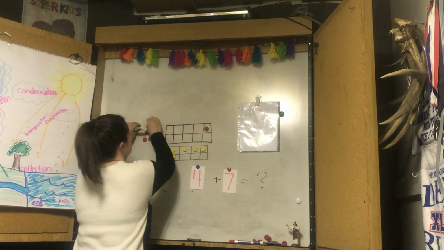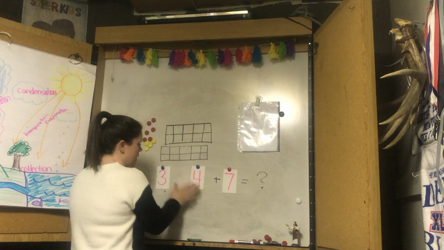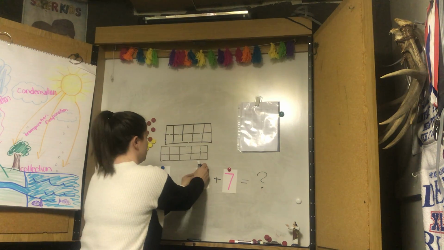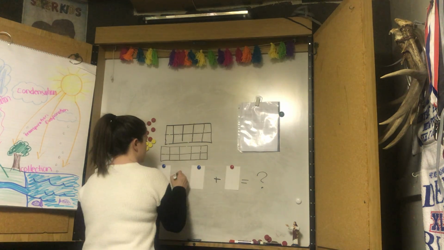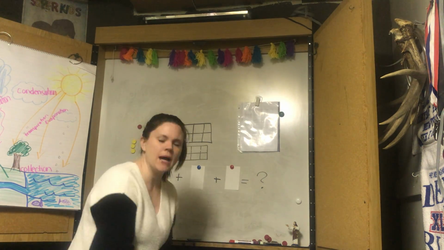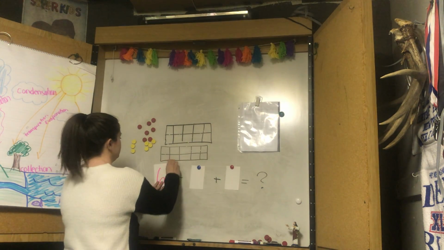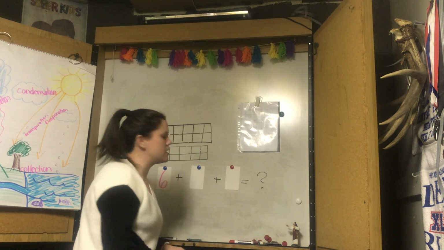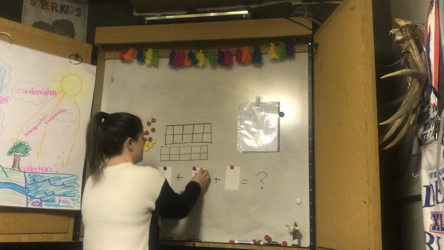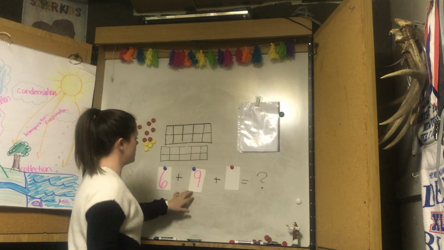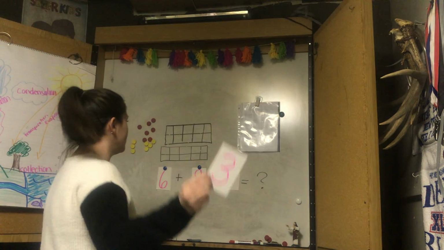I'm just going to put my counters aside. And let's find our next 3 addends. I'm just going to flip these guys over. That way I know I used them. And I didn't mean to erase my plus sign. Okay. My next 3 are 6 plus 9. Ooh, big number. 6 plus 9 plus 3. Woo!